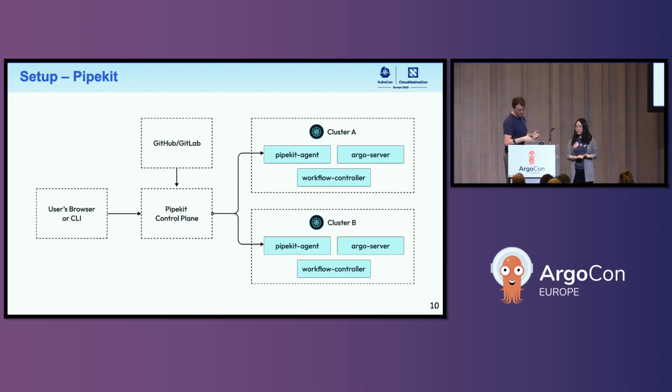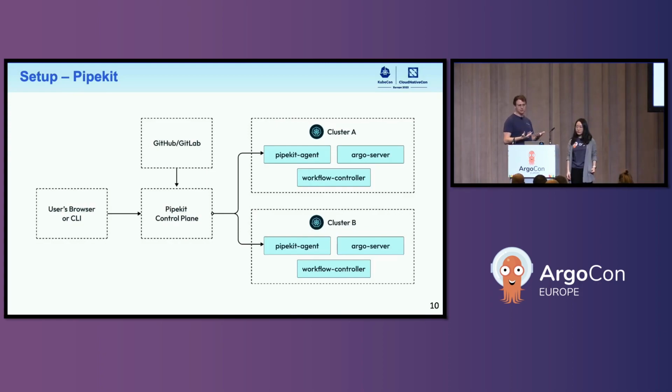All right, here is an architecture diagram. You'll see some similarities between our architecture and Bloomberg's architecture. You have a user that can submit through the PipeKit control plane using their browser or the CLI. We have the connection to GitHub or GitLab. And then we have multiple clusters here, cluster A and cluster B. Each has the PipeKit agent installed on the cluster, and that's going to be submitting workflow templates to the Argo server directly, and then taking the resources like logs and other things that get created on the cluster and relaying that state back into the PipeKit control plane.